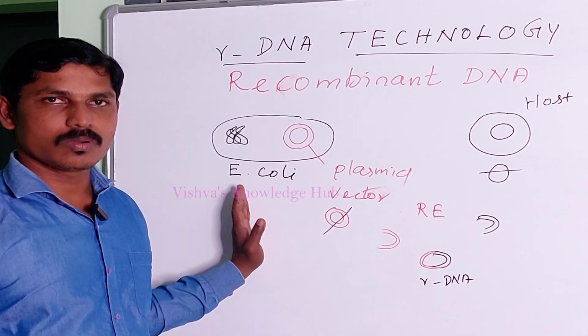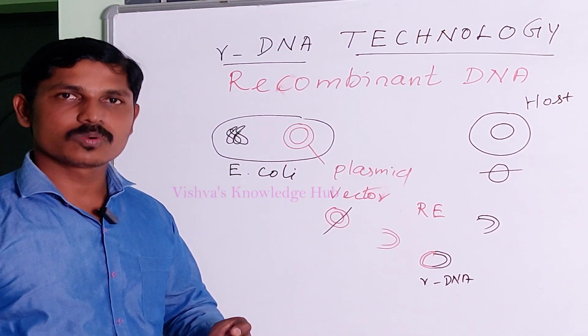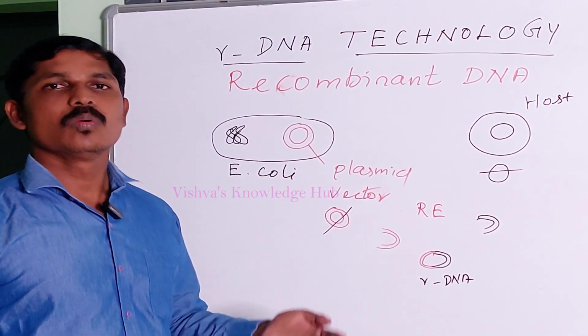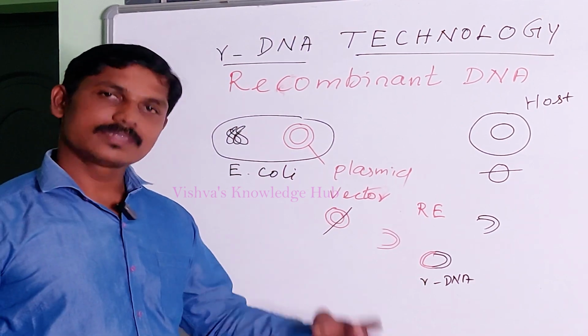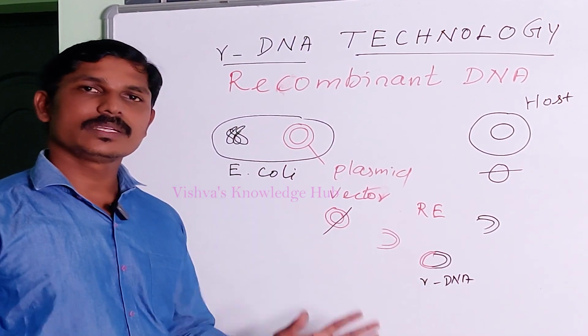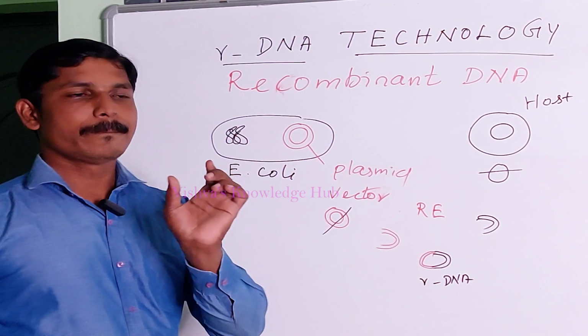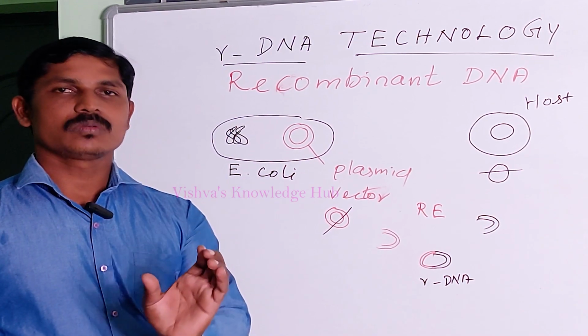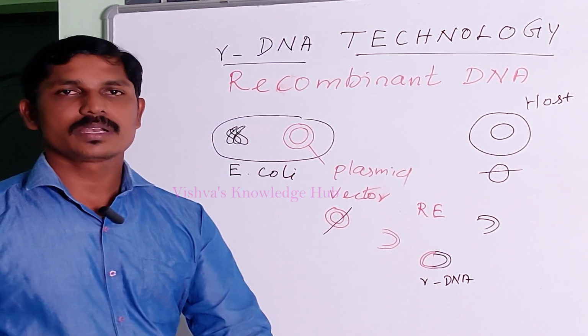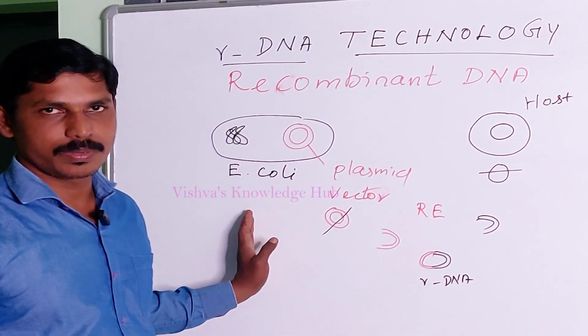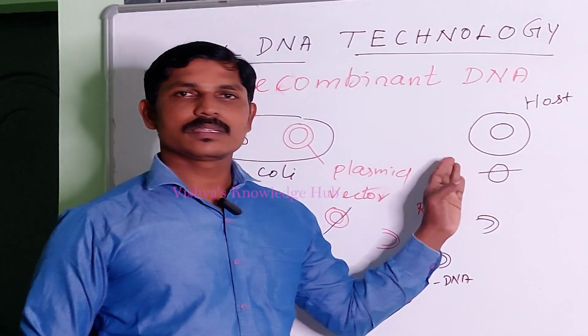Especially Escherichia coli replicates its own genetic material as well as its cells once every 40 minutes. A single cell is divided into two. You know very well, the bacterial cell undergoes binary fission. It is divided into two cells. It is a fast replicating cell.